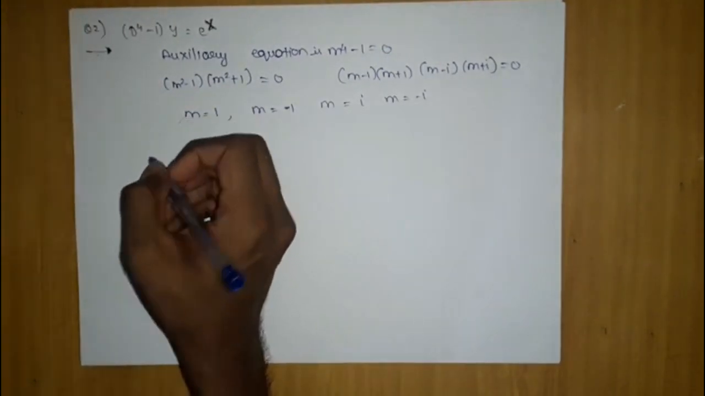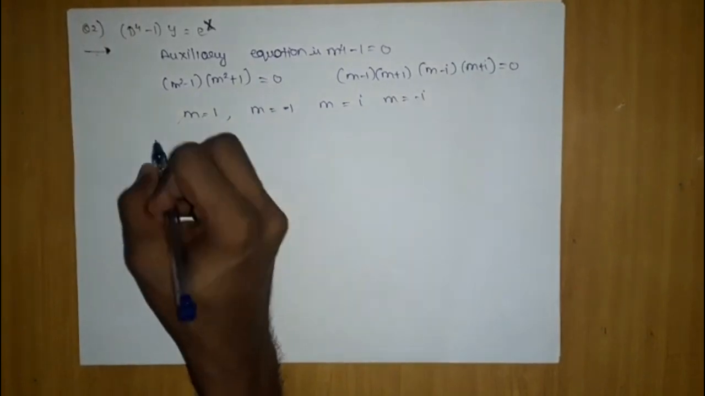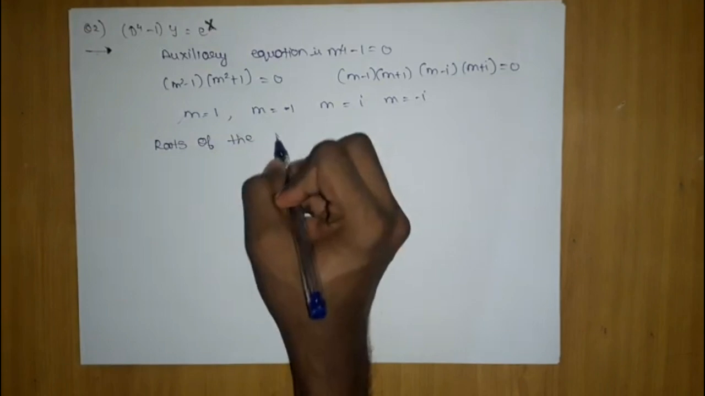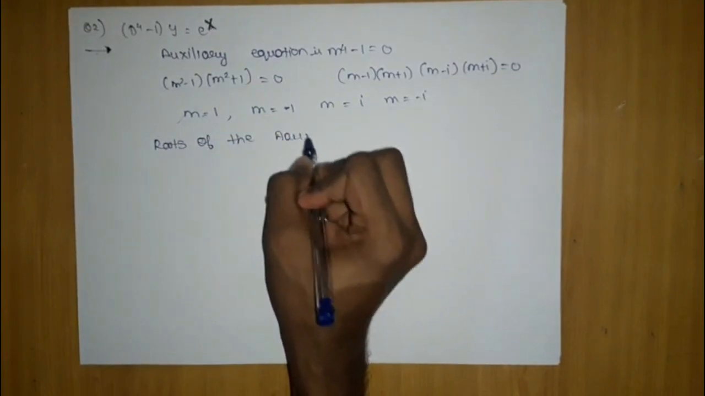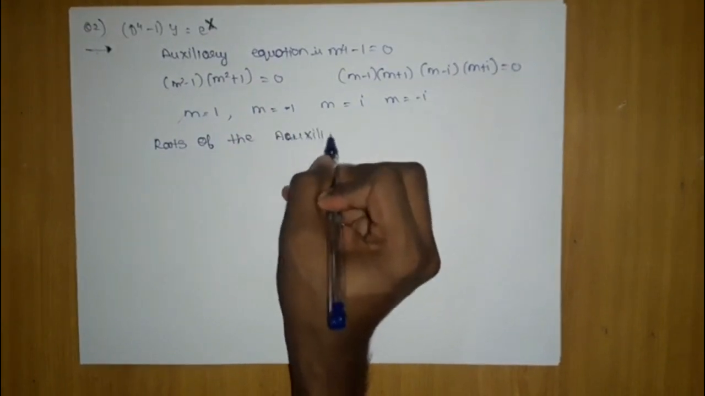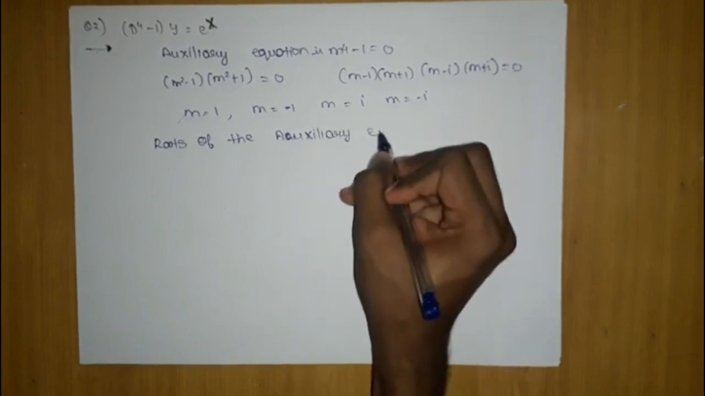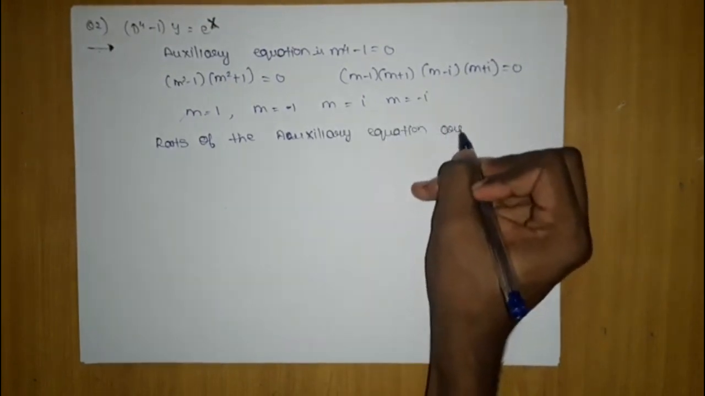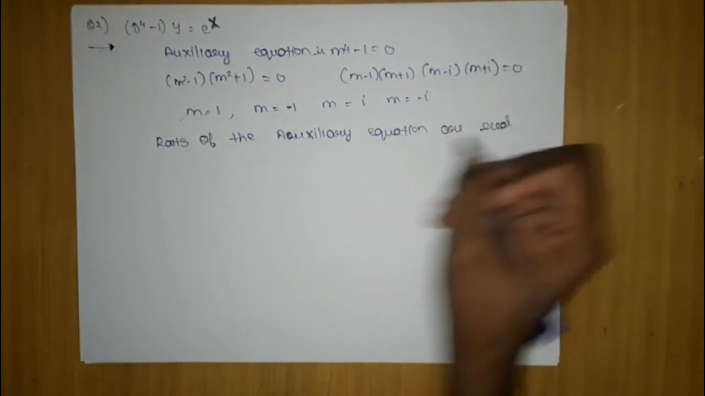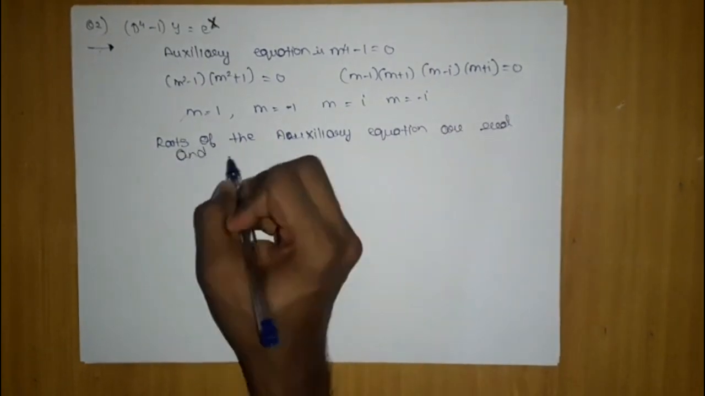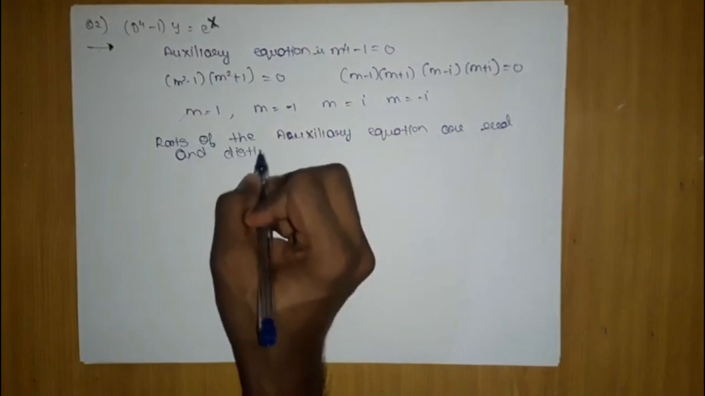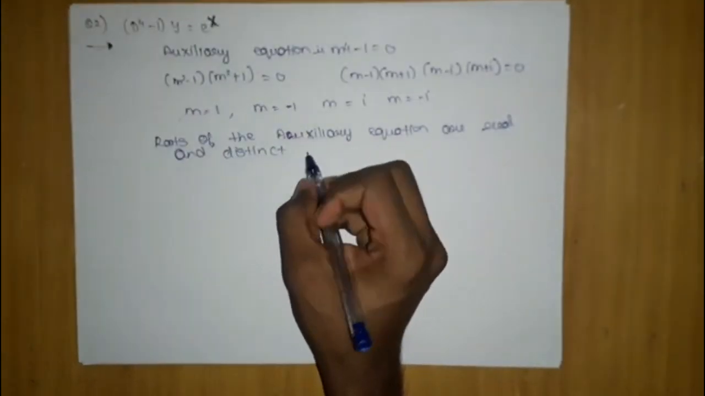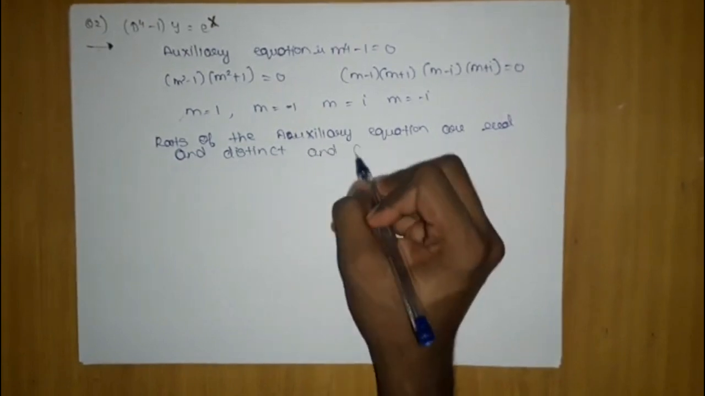So what you can say, the roots of the auxiliary equation are real and distinct, and complex conjugate. All are distinct.